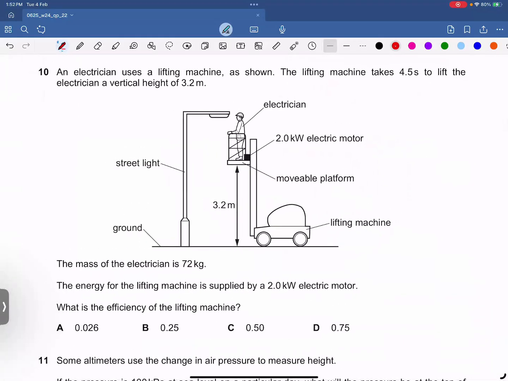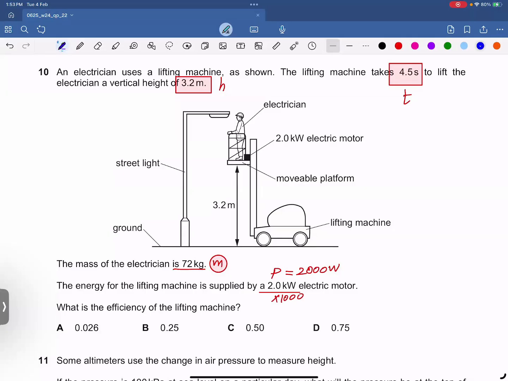An electrician uses a lifting machine as shown. The lifting machine takes 4.5 seconds, the time to lift the electrician a vertical height. This vertical height is h. The mass of the electrician is 72 kilograms, which is m. The energy for lifting the machine is 2 kilowatt. Its rate of energy is called power. So power is 2000 watt. Kilo means 1000, so that's why we multiply by 1000. What is the efficiency?